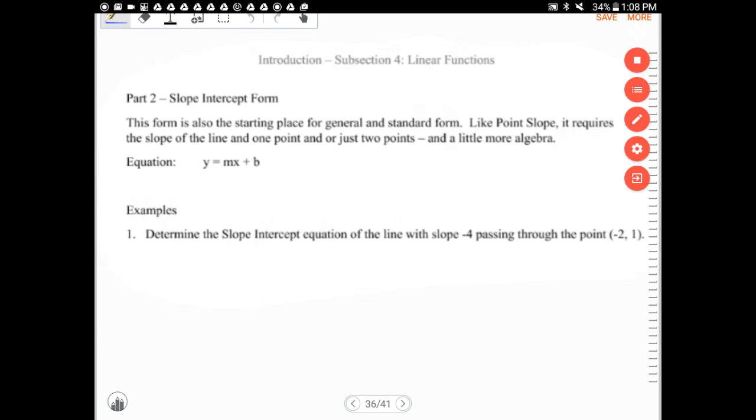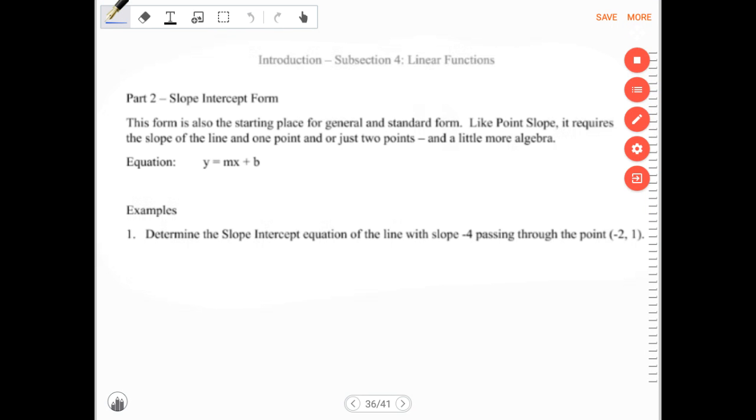Okay, linear functions part 2, slope-intercept form. This is the first one you started with in grade 10, y equals mx plus b. So the idea is the same as last time, just a little more algebra for this. If we have a quick look at the first example, determine the slope-intercept equation of the line with a slope of -4 passing through (2, 1).